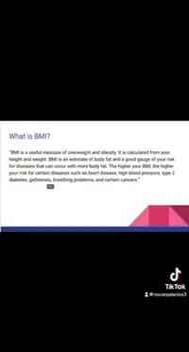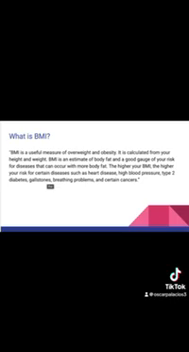Today we're going to learn how to measure BMI. Okay, first let's start by defining what BMI is. BMI is a useful measure just to see if someone's overweight, has obesity, or even underweight. It is calculated from the height and weight.